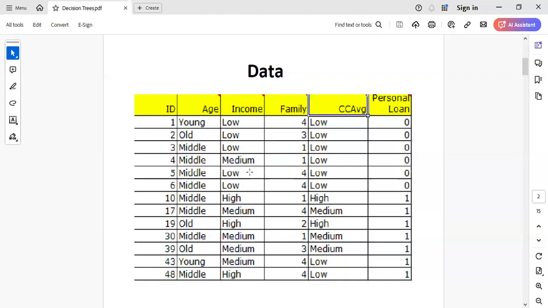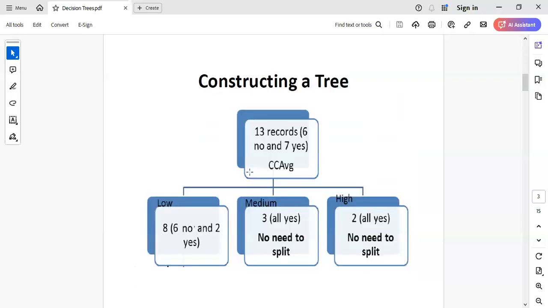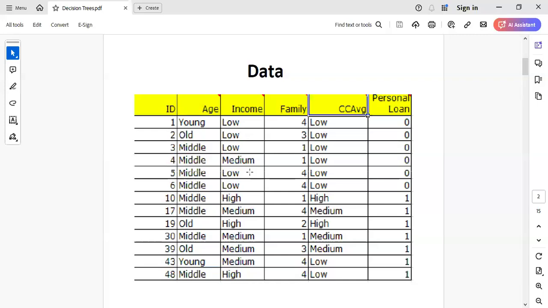We choose one column. How we choose the column, I will explain to you in some time. But imagine that we have applied some formula. Based on that formula, we have selected CC average as the column, that is the starting point of the tree. CC average is the starting point of the tree. It has total 13 records.